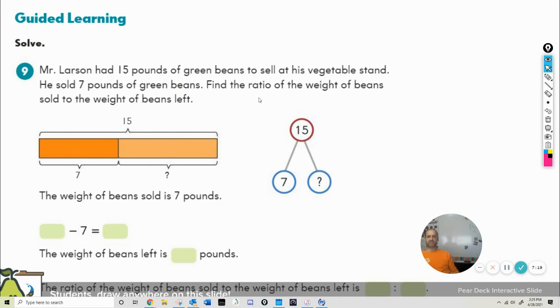Ooh, Mr. Larson had 15 pounds of green beans to sell at his veggie stand, and he sold 7 pounds. Find the ratio of the weight of the beans sold to how much he's got left. Pause me and do this. He sold 7, so he does 15 minus 7. He's got 8 left. The ratio of beans sold to beans left is 7 to 8. Okay.